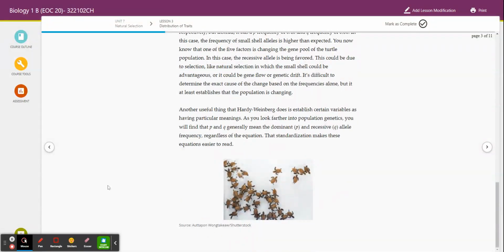Another useful thing that Hardy-Weinberg does is establish certain variables as having particular meanings. As you look farther into population genetics, you will find that P and Q generally mean the dominant P and recessive Q allele frequency, regardless of the equation. That standardization makes these equations easier to read.